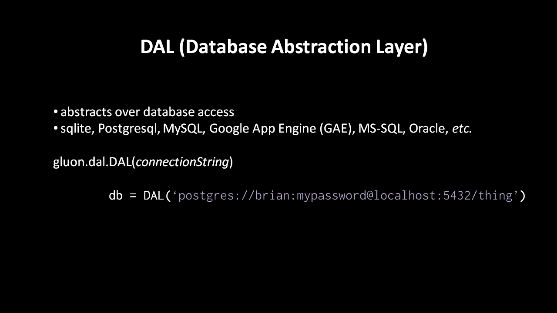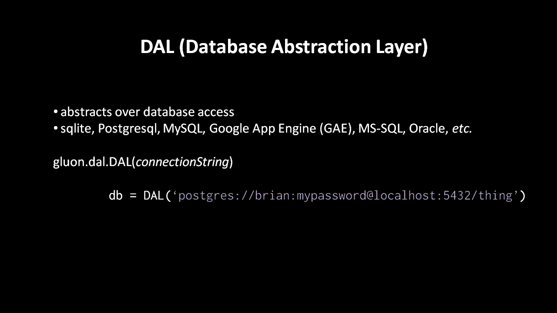Postgres. And it's specifying first my username Brian with the password, my password, and then it specifies the host with the port, localhost, and port 5432, which is the default Postgres port. And then after the slash, we specify the name of the database, because remember, one instance of Postgres is a database management system which potentially has more than one database. So you create a database within the management system, and that database has a name. So here, this is connecting to the database named thing.